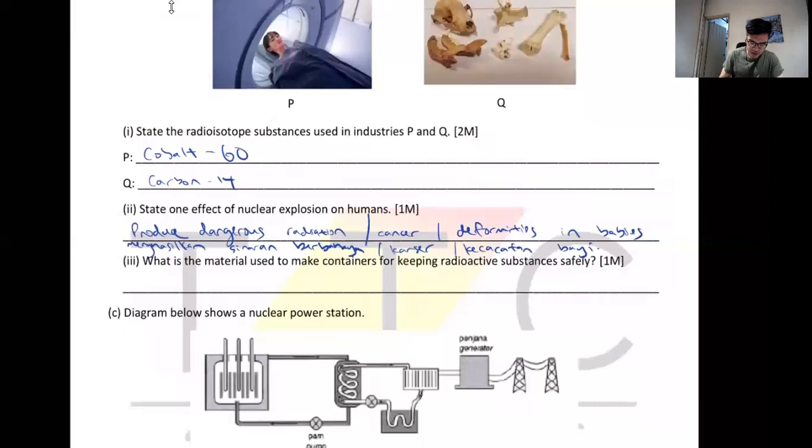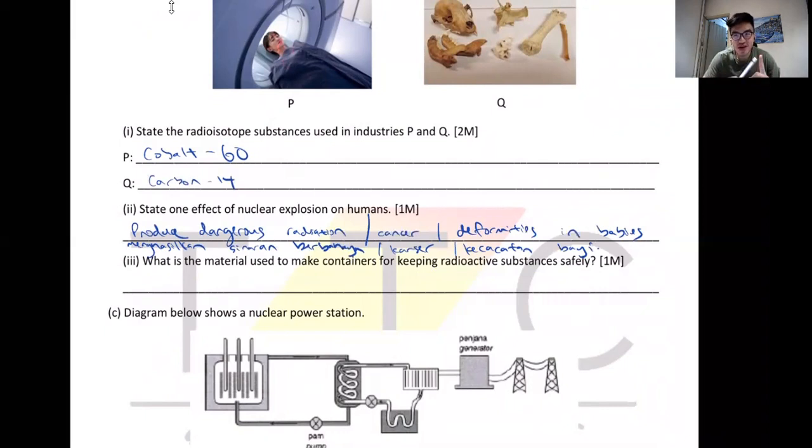Okay, so number 3, what is the material used to make containers for keeping radioactive substance safely? How do you keep radioactive substance safe? How do you stop radiation? Do you still remember this? You have 3 types of radiation. You have alpha, you have beta, and you have gamma. Okay, yes, good. Okay, you still remember.